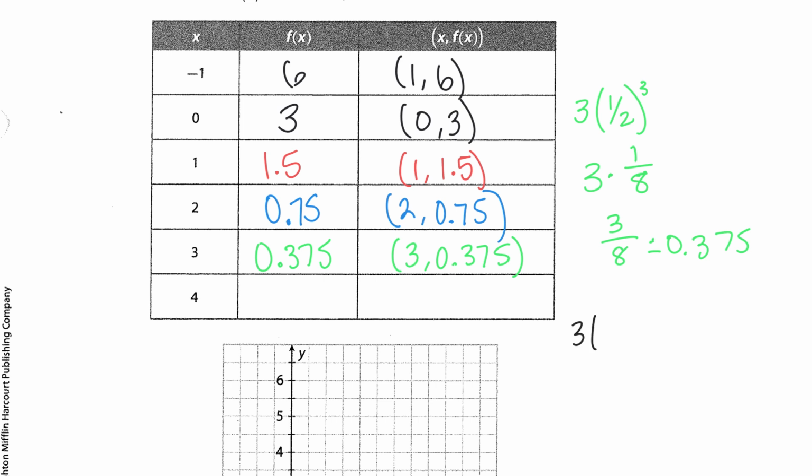Four, 1/2 to the fourth power would be 1/16. So you would get 3/16, or 0.1875.